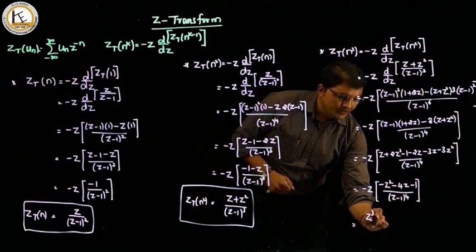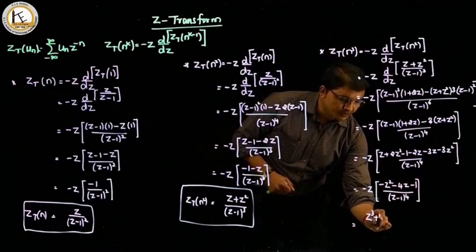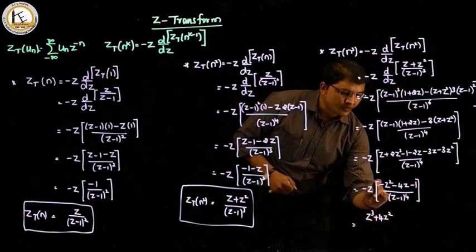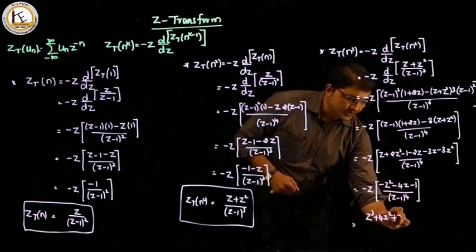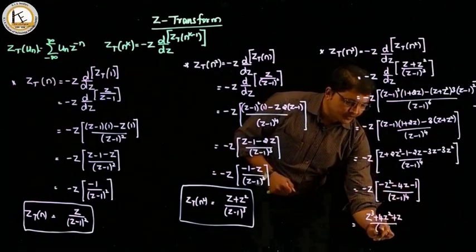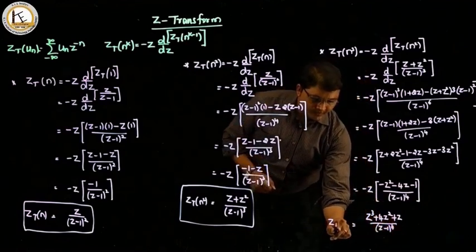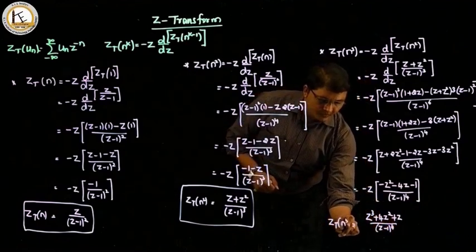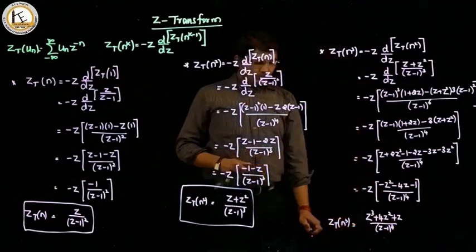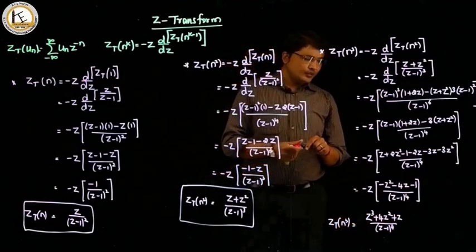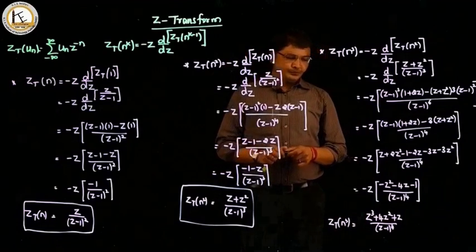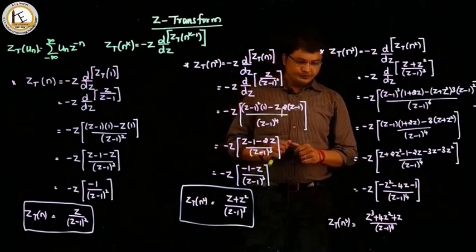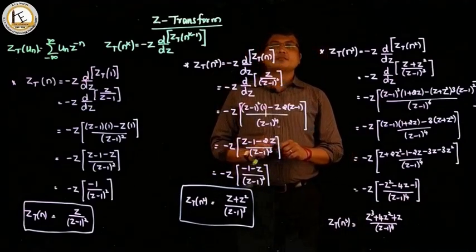Simplifying further, just multiplying this minus Z with the inside terms, we have Z cube, minus into minus becomes plus, 4Z square plus Z divided by Z minus 1 the whole raised to 4. So this is Z transform of n cube. So that's the proof here.